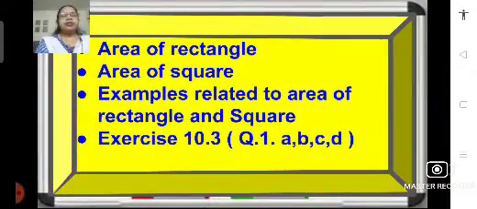Now let's proceed with the next topic, that is finding out area of rectangle and area of square by using formulas. Till now we have learnt how to find out the area by counting the number of squares. Now we will find out by using formula how we can find out the area of a rectangle and area of a square. Then we will also discuss a few examples related to area of rectangle and square, and we will solve problem number A, B and D of exercise 10.3.